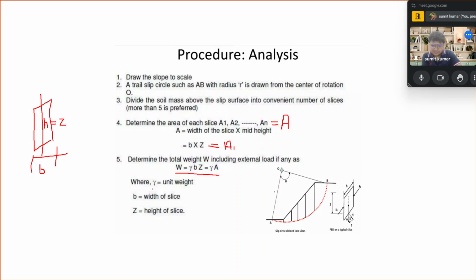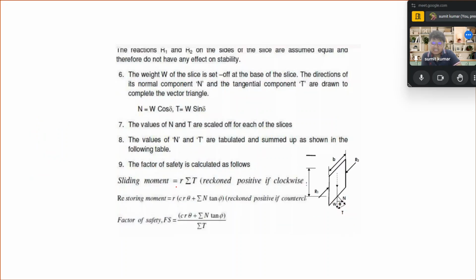Now, over here, gamma is the unit weight. I don't think I need to explain this. B is the width of the slice, and Z is the height of the slice, as I have already explained. Now, the reactions H1, H2 on the sides of the slice are assumed equal and therefore do not have any effect on the stability, as they are equal and opposite.